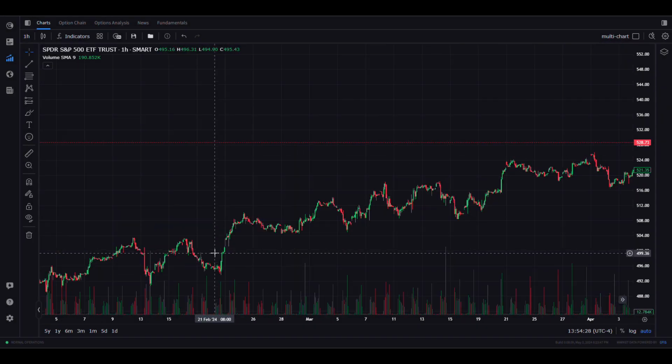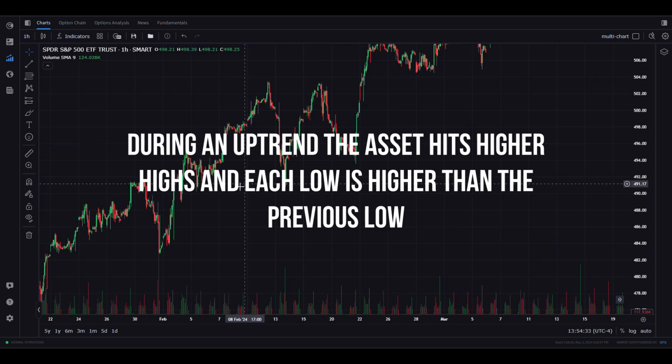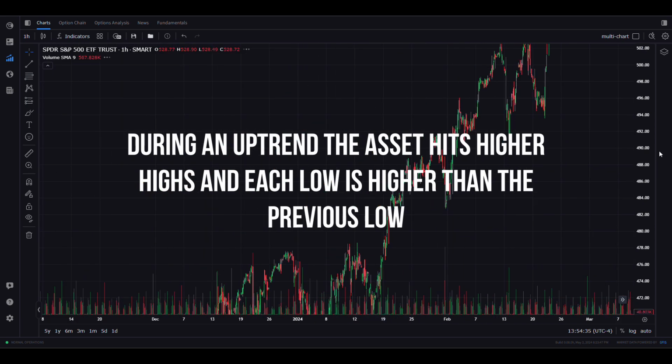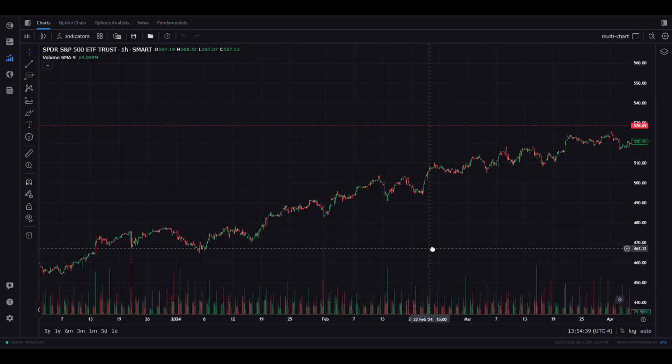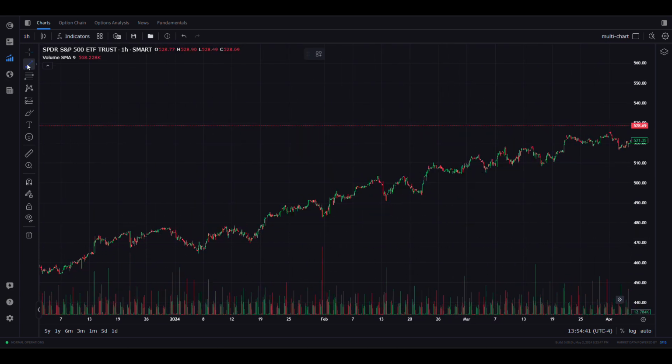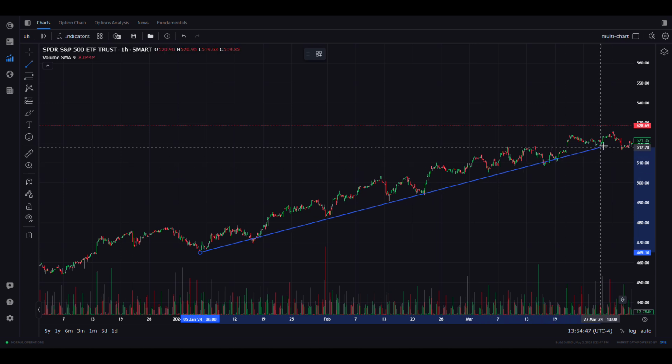Uptrend. An uptrend in the financial markets is like riding a wave of positivity. It's when the price of an asset keeps hitting higher highs and higher lows over a period of time. This tells us that buyers are in the driver's seat, eagerly pushing the price higher. So, why do we call them higher highs and higher lows? Well, each time the price hits a new peak, it's higher than the previous one. And when it dips, it doesn't fall as low as before.